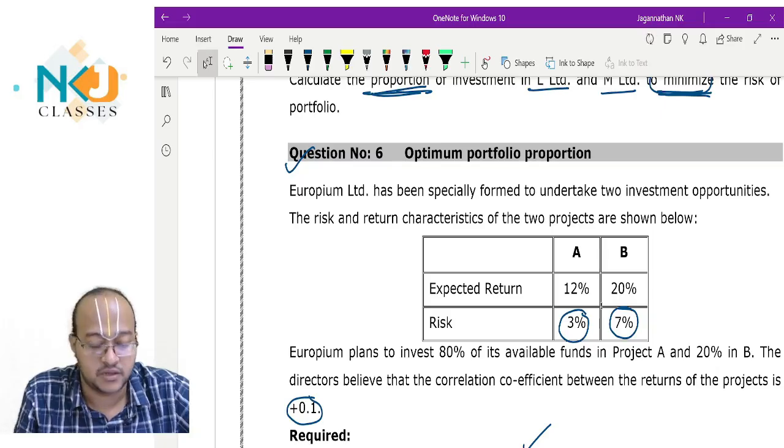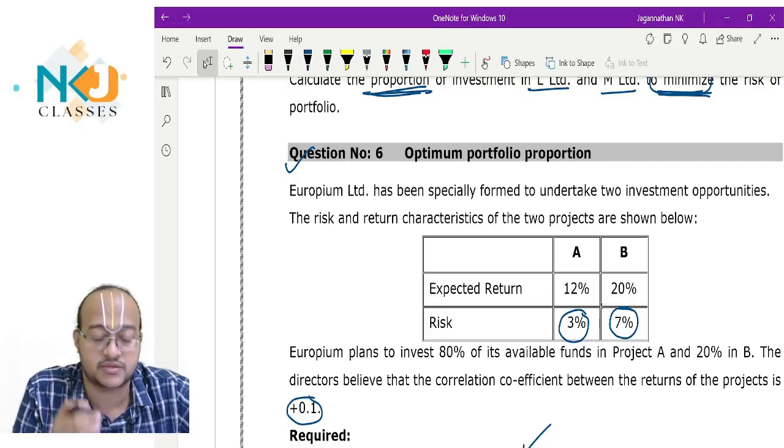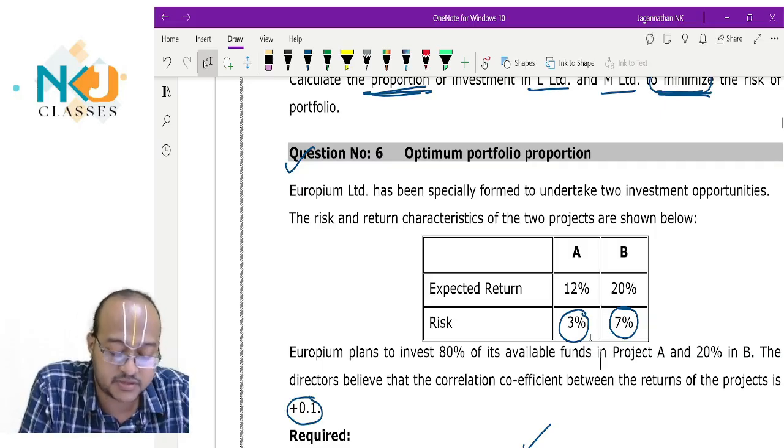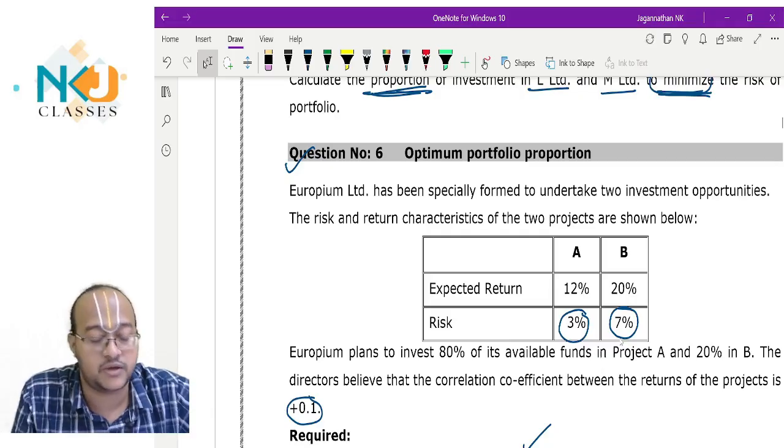Positive correlation. Risk. So that formula. No, risk. Portfolio risk, right? Portfolio risk, individual securities risk. 3%, 7% is individual security risk. Portfolio risk they have asked us to compute. Okay, what is given in the question?